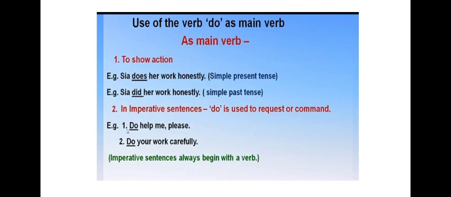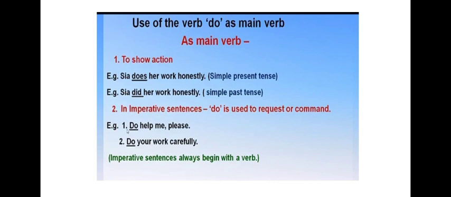Okay, this does, remember the form of do, we have the three forms of do, right? That is do, does and did. Remember? Yes. So here, since Sia is singular, we would be using the singular form does, that is in the present tense. Now if the subject is plural, then what is the form of do we use? We use do only, right? And if it's the past tense, then we use did.